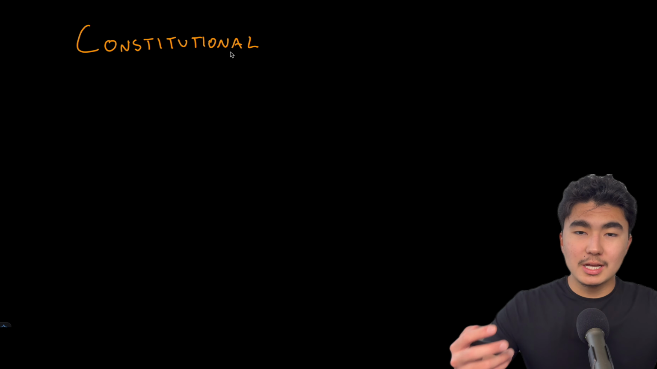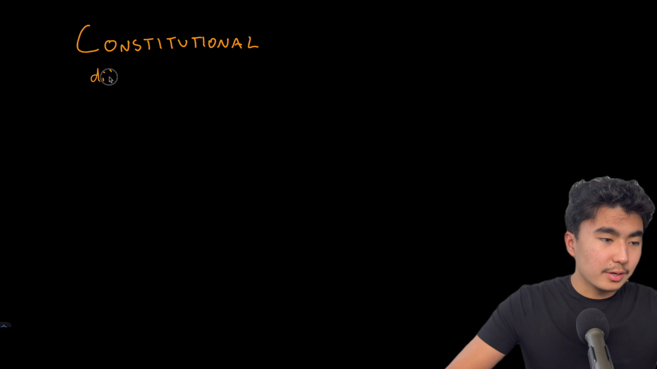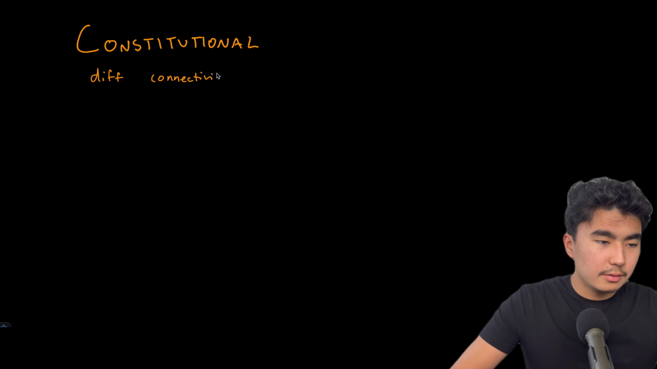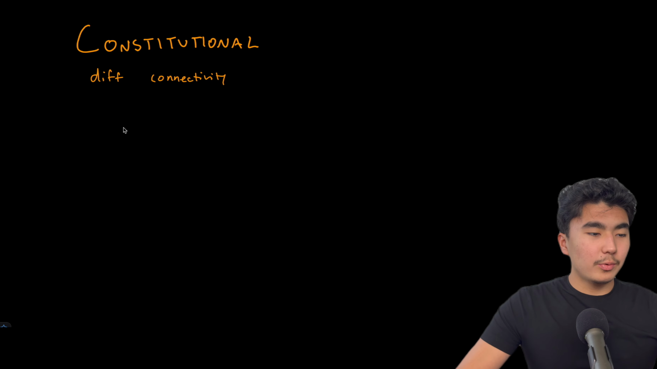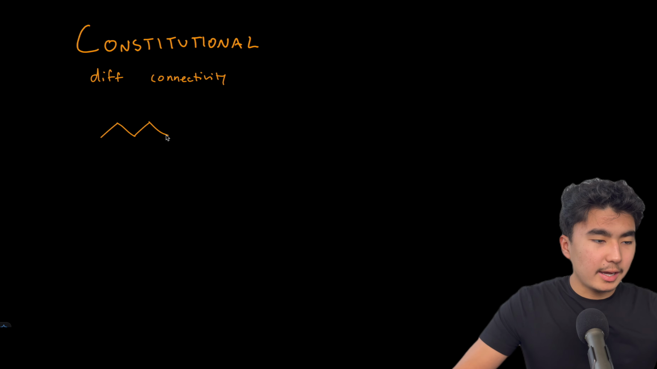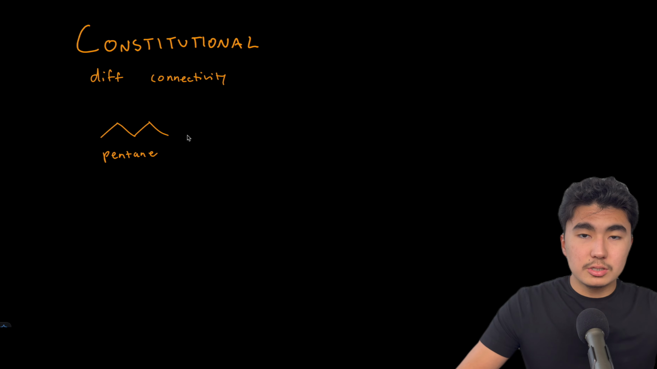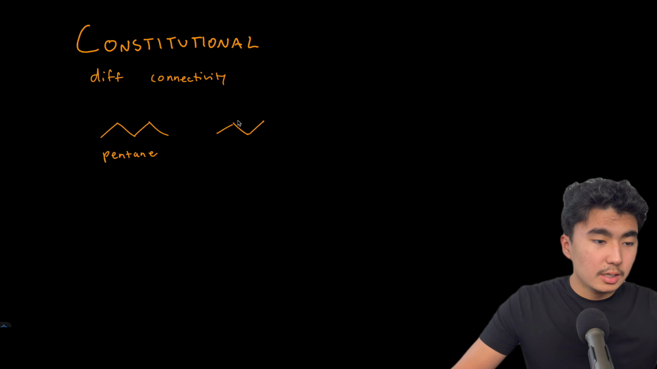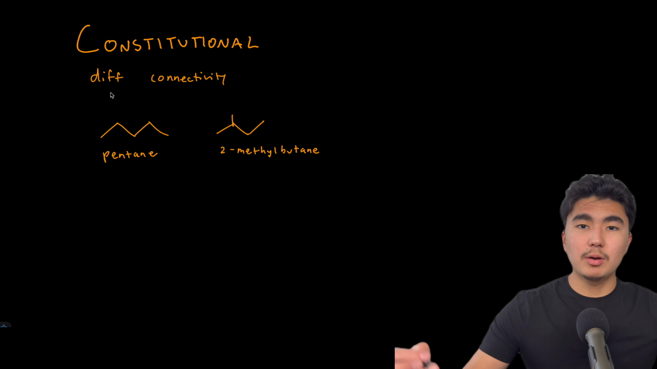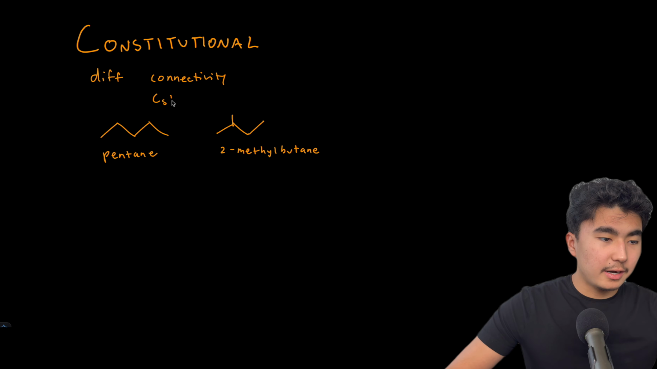Now, constitutional isomers are just going to have different connectivity. What's an example of this? Well, we can look at something like this: 1, 2, 3, 4, 5. This is going to be our pentane. And the constitutional isomer for this is going to be 2-methylbutane. As you can see, they both have the same molecular formula of C5H12.